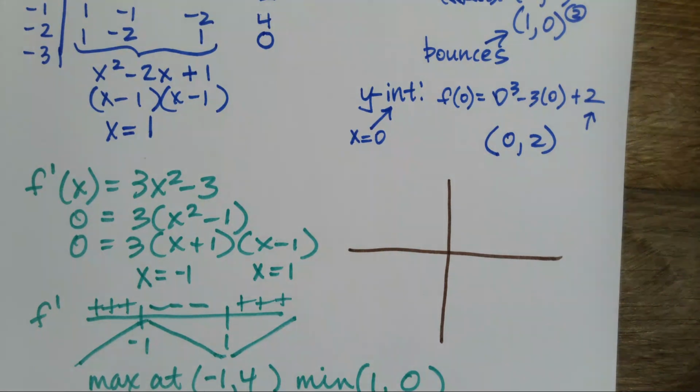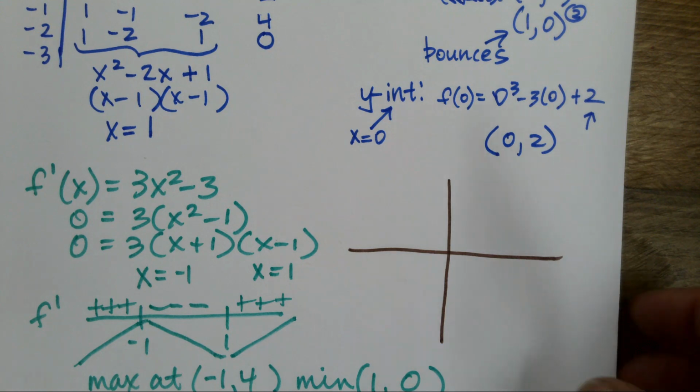I have an idea of what it looks like. I know where the zeros are. I know what the end behavior is going to be because of a positive cubed function. I know where it's going to change direction. I know where it crosses the y-axis. And so I'm just going to, like I said, put all this stuff in.